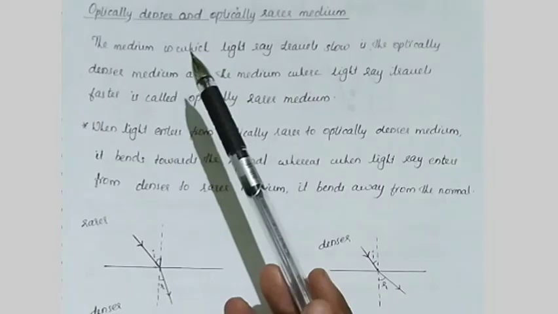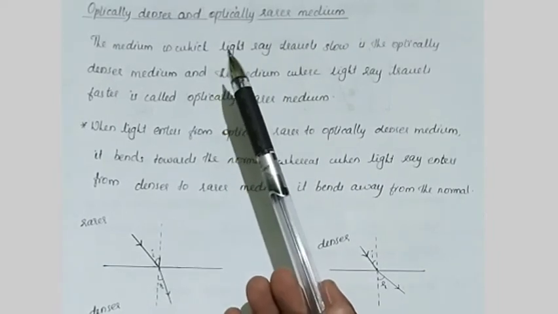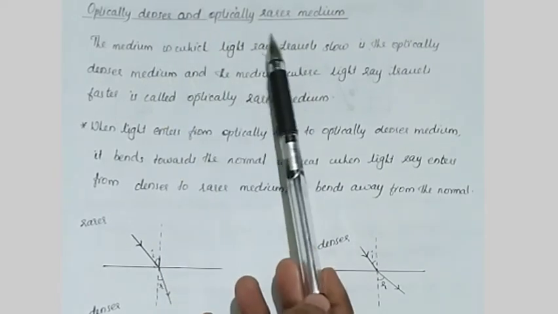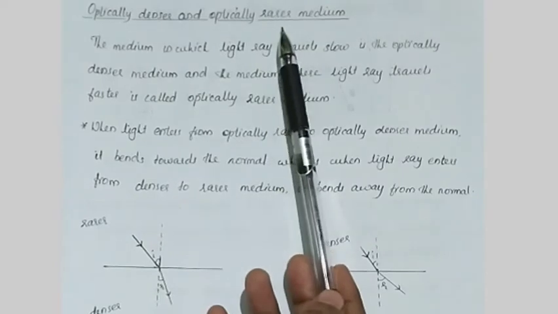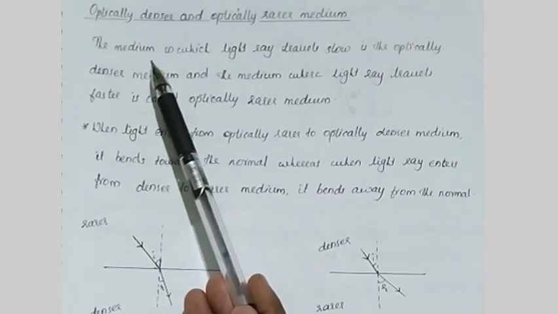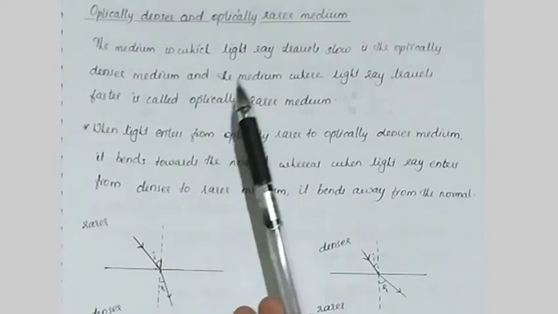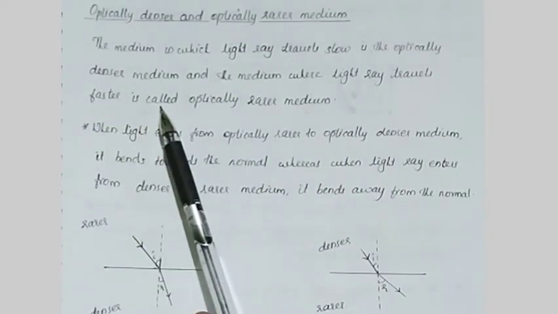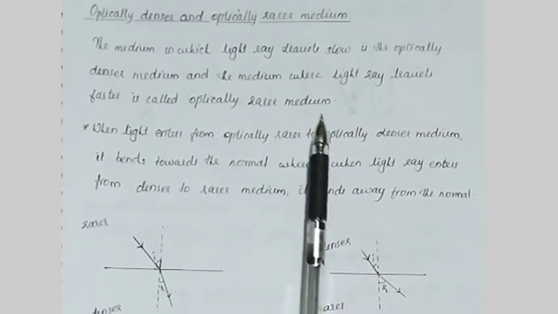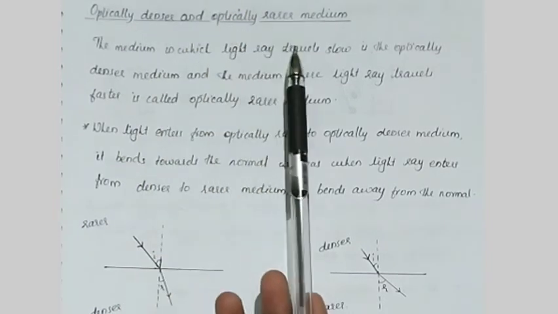Now, based on the speed of light in a medium with respect to the other medium, we can call the medium optically denser or optically rarer. Let us see how we can define them. If the light ray travels slowly in a particular medium with respect to the other, then that medium is known as optically denser, and when the light ray travels faster in a particular medium when compared to the other, then the medium is known as optically rarer. So based on the speed of light, we define the medium to be optically denser or optically rarer.